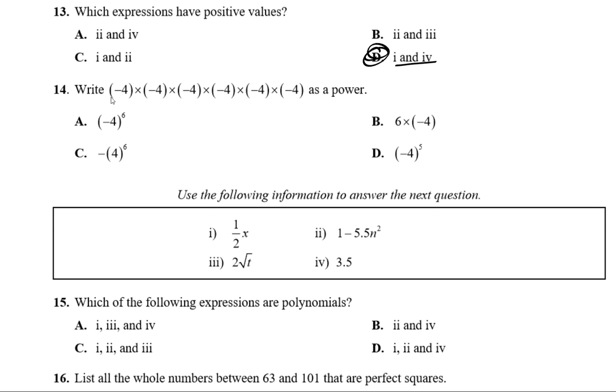Number 14, we've got the same number written out 6 times, multiplied by itself. So that number to the power of 6, which is right here, a.